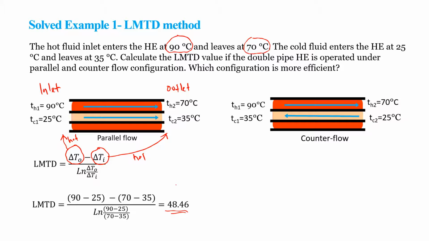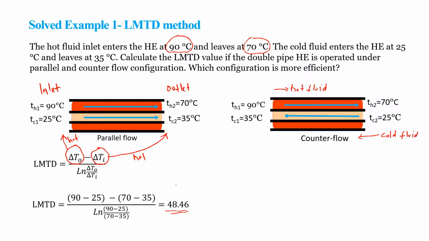So how about the other configuration, the counterflow configuration? Counterflow configuration means that the hot fluid and the cold fluid go in opposite directions. So in this counterflow illustration, the hot fluid goes to the right, so this is hot fluid, and the cold fluid goes to the left, so this is cold fluid.